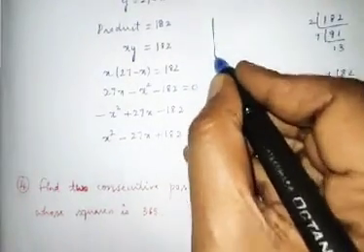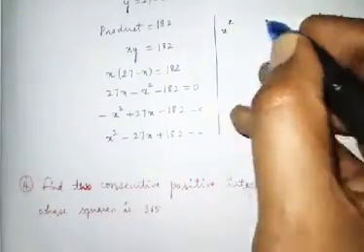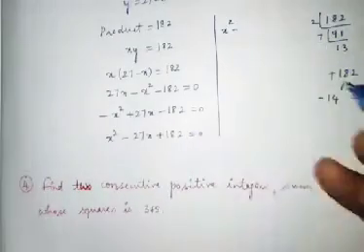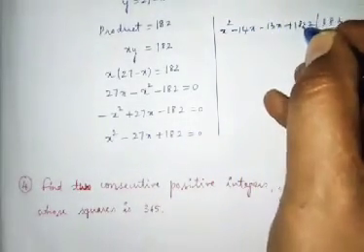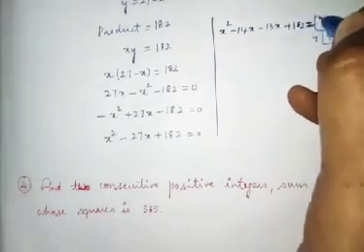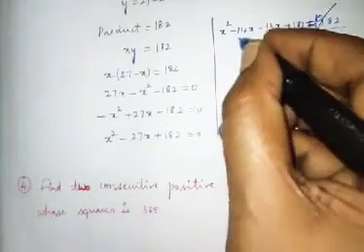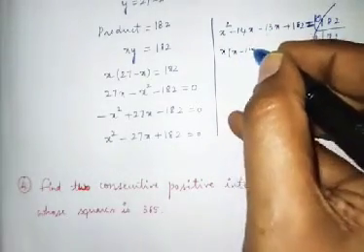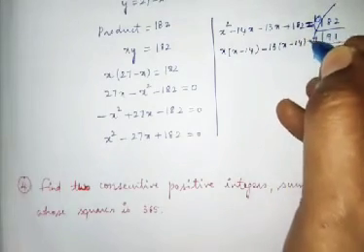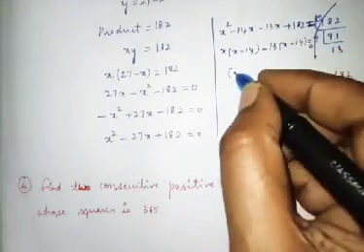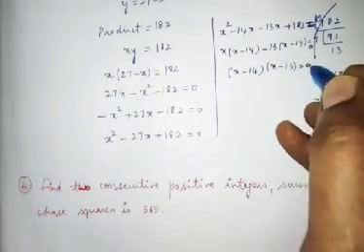So now let's start here. So now x square minus, instead of 27 we are going to write minus 14x minus 13x plus 182 is equal to 0. So take it common. So x into x minus 14, take minus 13 common, x minus 14 is equal to 0. Now x minus 14 into x minus 13 is equal to 0.